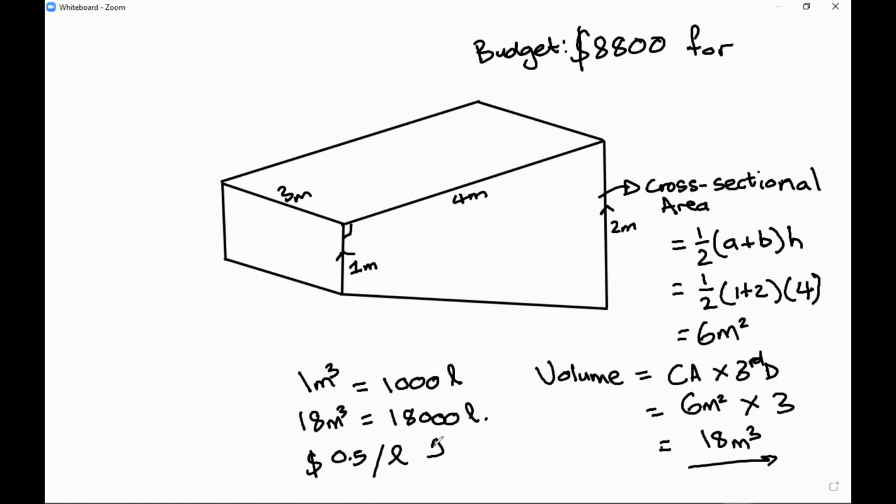I'm going to take those two and multiply them. If I take 18,000 times 0.5, it's half. So it's going to come to $9,000, but my budget is 8,800. So therefore, I can see that this is under budget. Can you see that? It's under budget by $200. Okay.